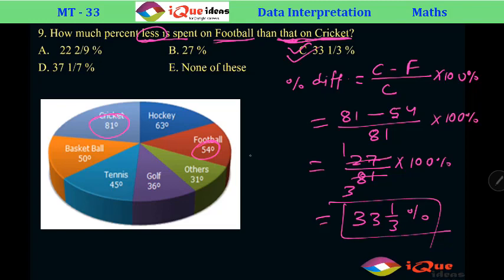Alright. So this was a good set of data, and this is called a pie chart, which is always very easy to solve. Okay, now let's take up the next set of data.